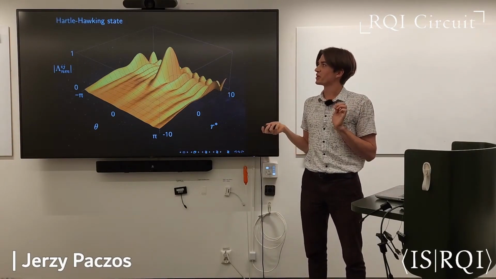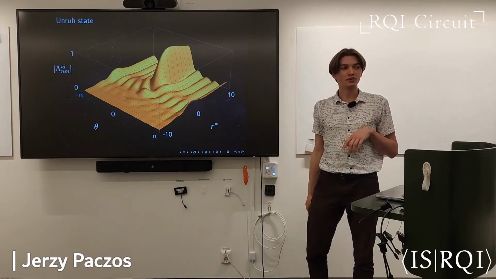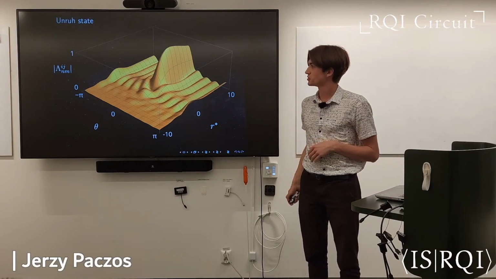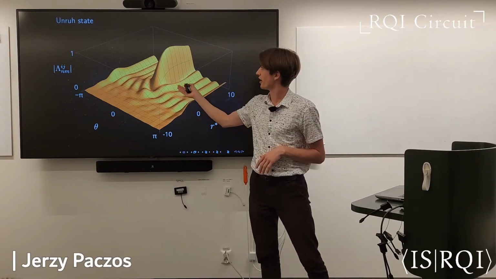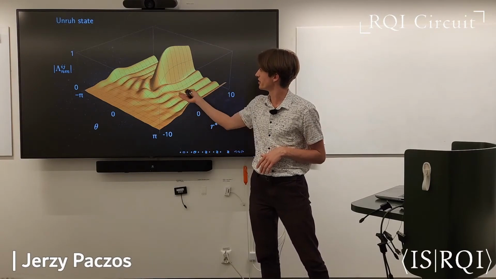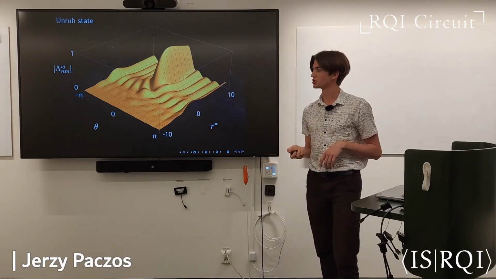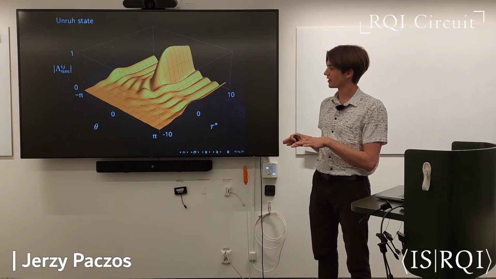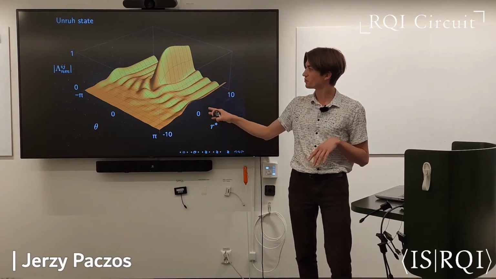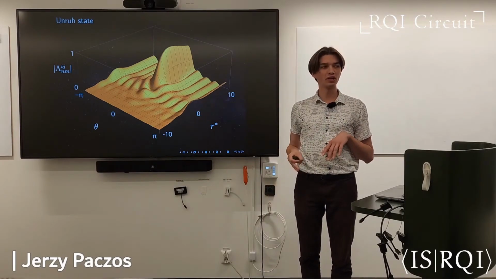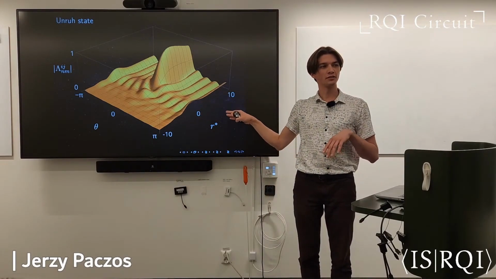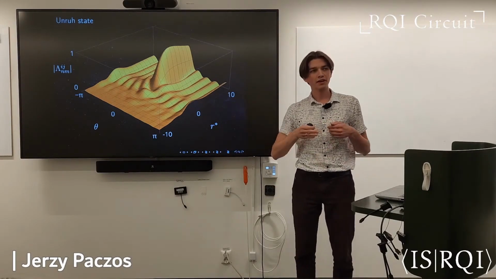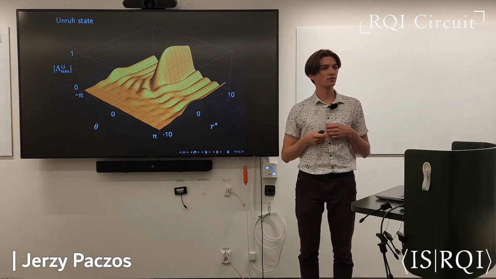Now, if we consider the Unruh state of the field as the initial state, we get this instead. So again, we have a peak in the middle corresponding to the trajectory M, and oscillations in the angular directions with a relatively large peak on the antipodes again. But now the peaks are extended in the radial direction.